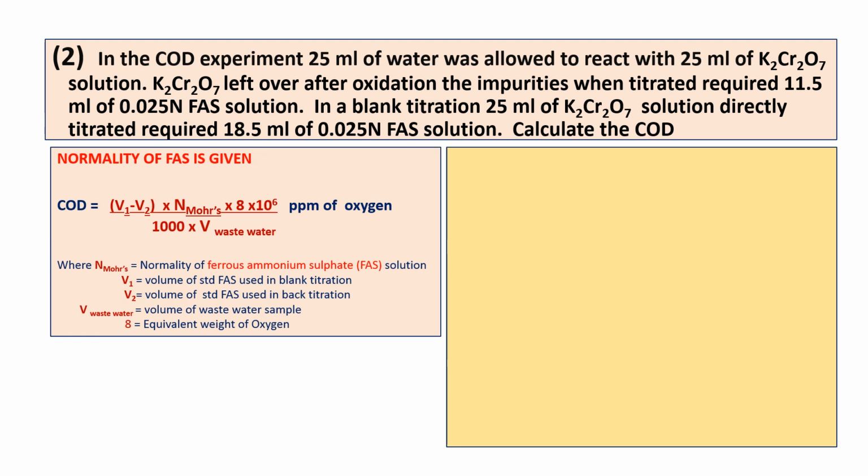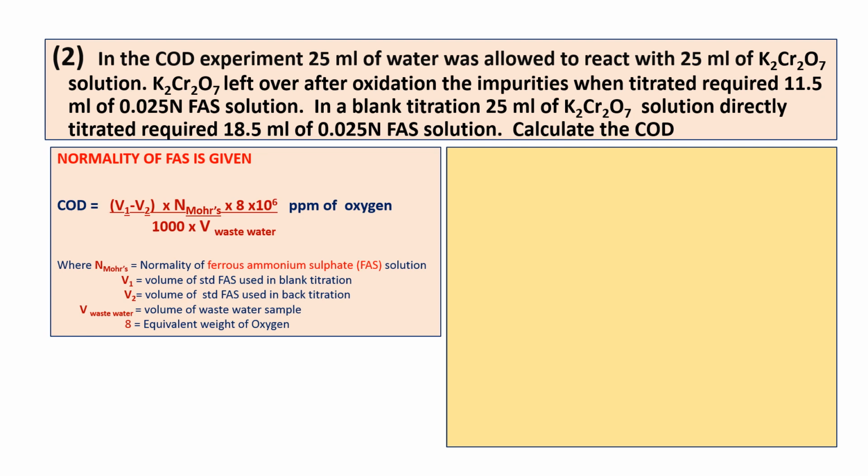Here, FAS solution normality has been given, and they have given you the blank titer value and back titer value. So the formula we are going to use is V1, which is the blank titer value, minus V2, which is the back titer value, into N Mohr's salt, that is normality of FAS or Mohr's salt solution, into 8, that is equivalent weight of oxygen, into 10 to the power 6, divided by 1000, into V of wastewater, that is volume of wastewater.